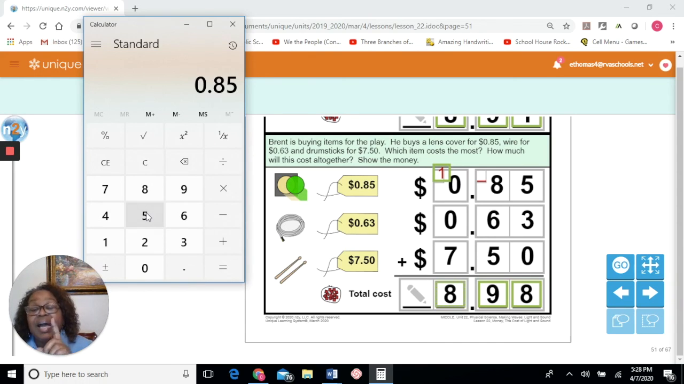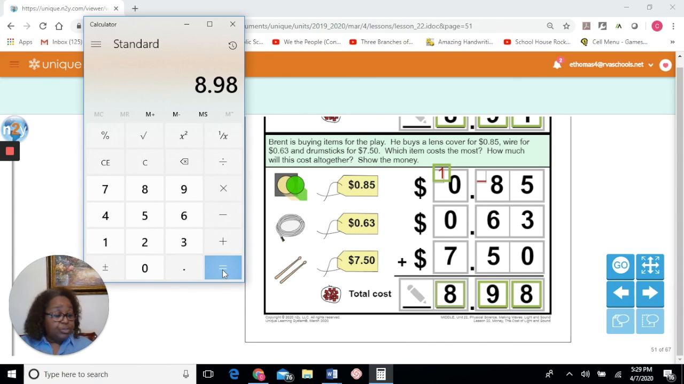85. I didn't use the add bar, did I? The add plus, boom, I get it right this time. 63 cents, decimal 63. And our last number is $7.50, and I have to hit plus first, plus 7.50. Do you think it's going to equal what we have? Let's see. $8.98. I'm proud of me.